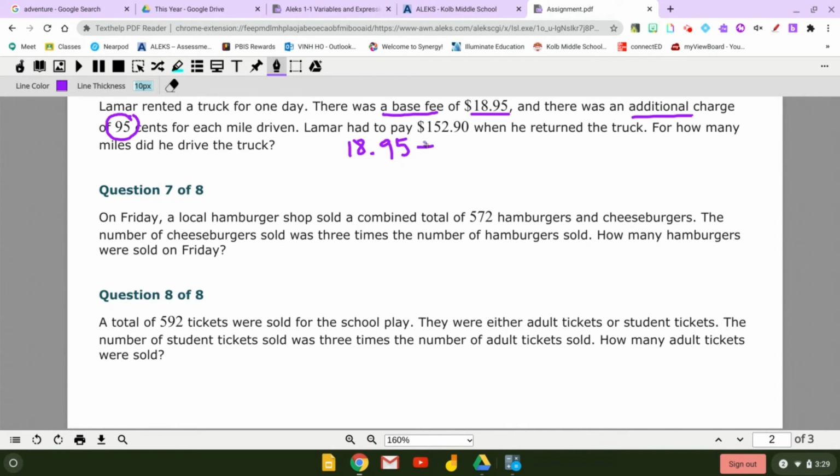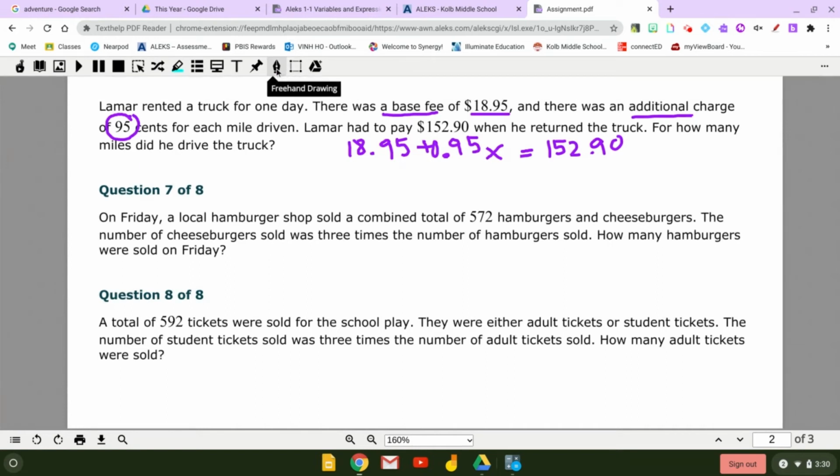So that will be plus 95 cents. Remember, cents would mean you put a dot in the front. So 0.95 is less than $1. So 95 cents for each mile driven. We don't know how far he drove, so it's going to be X. But we know that what he has to pay at the end is $152.90. So then we go ahead and solve for X.